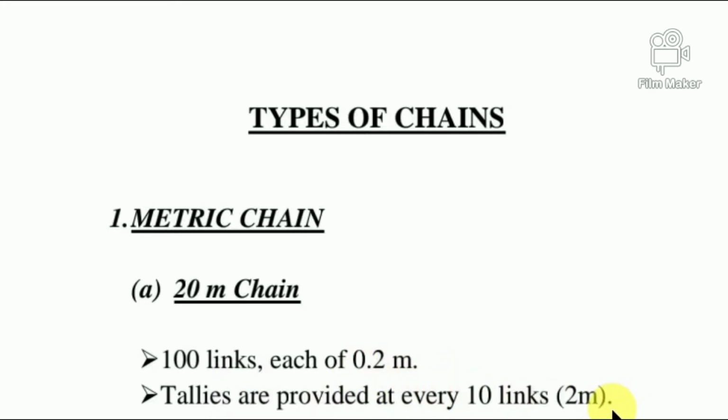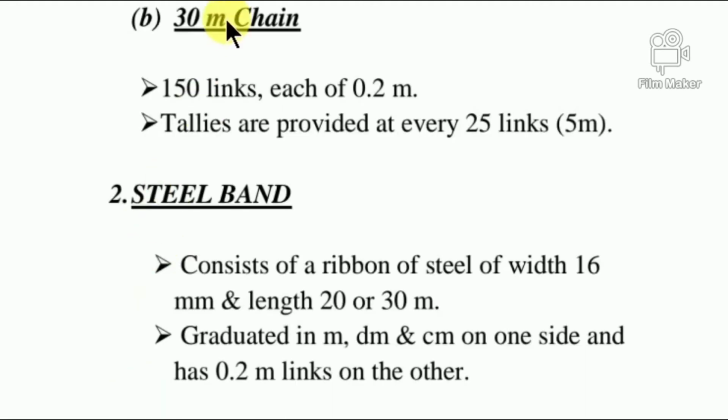So I have discussed only the main important topics. And then we have the 30-meter chain. In 30-meter chain, we have 150 links. Each link is of 0.2 meter. Tallies are provided at every 25 links, that is 5 meters. So if one link is 0.2 meters, then 25 links will be 25 into 0.2, that is 5 meters.